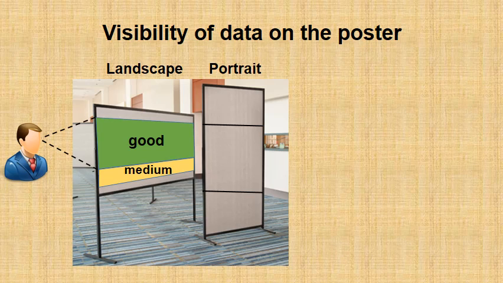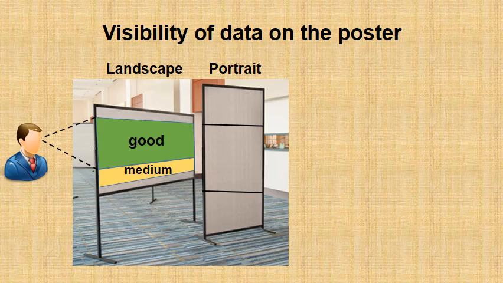So if the icon on the left represents a potential visitor to your poster, you will see if you're presenting a landscape, there is a good part of a green, good visibility area. This means that your visitor can easily read and concentrate on a figure or a text. There is also a medium visible part, which I mark here in yellow, which would mean that the visitor should, for example, lean a bit or come closer to see what's written there.